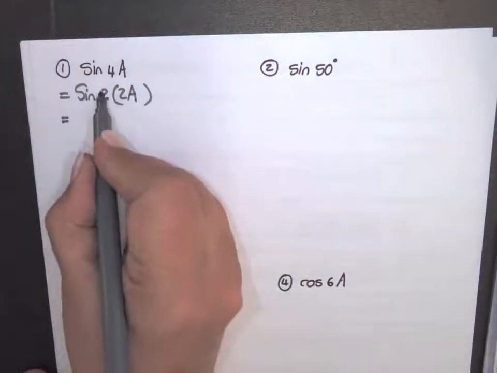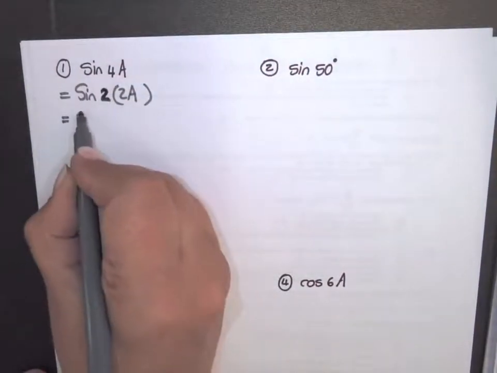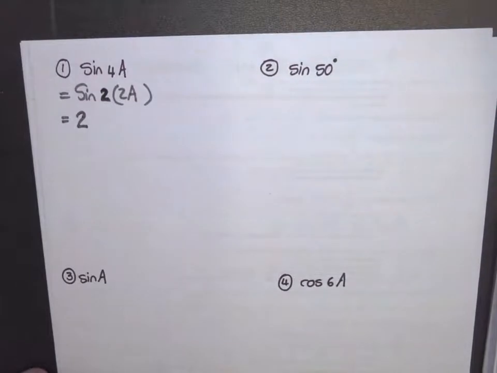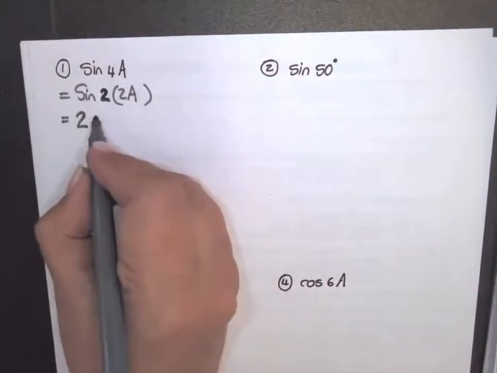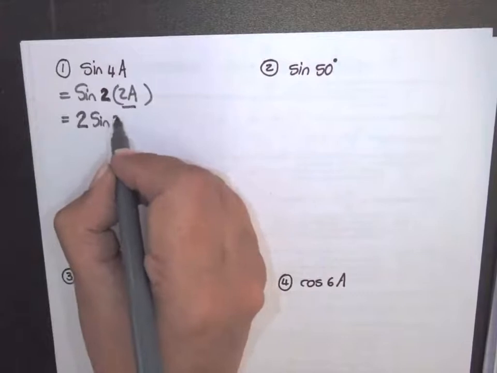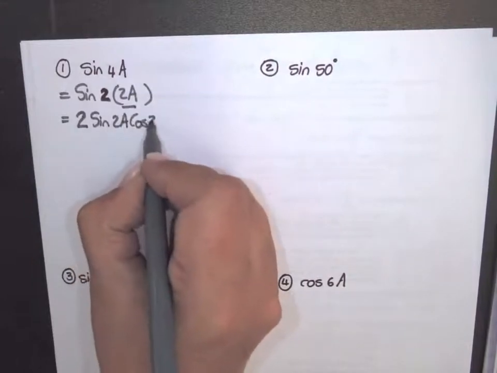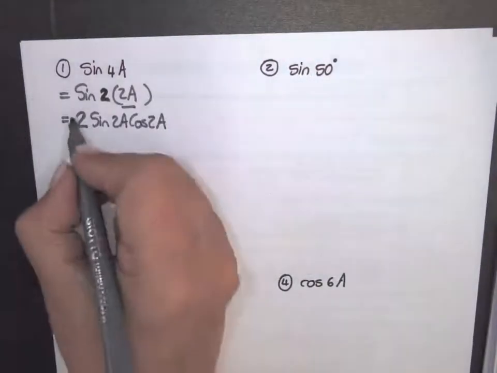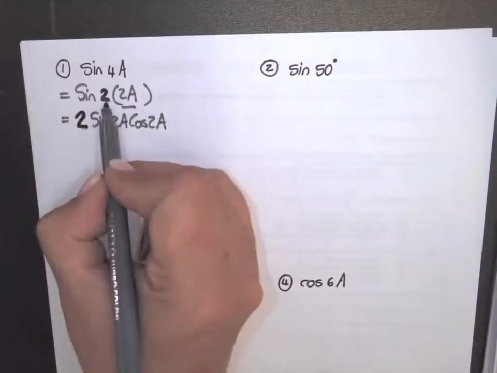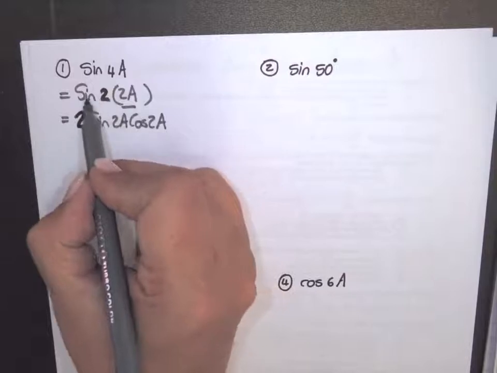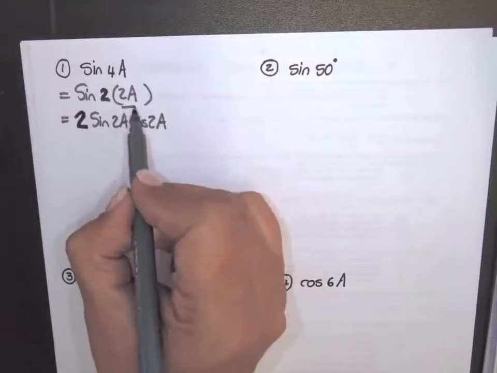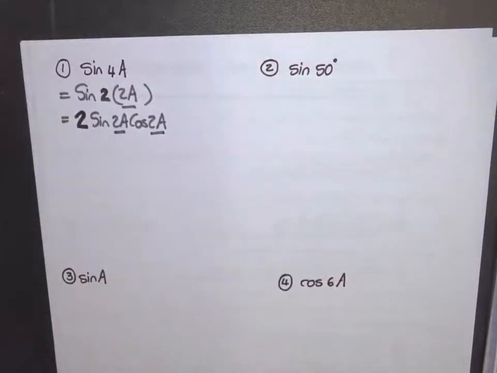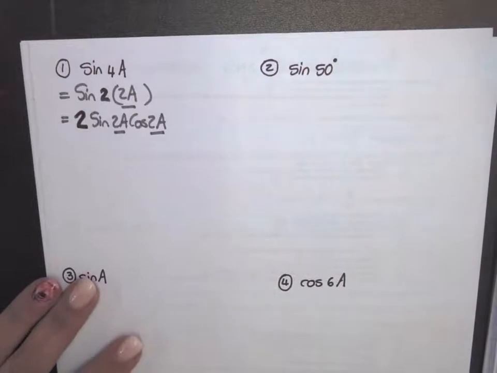Now we write this 2 in the front, and then we do the pattern sine 2A cos 2A, and there's your answer. The 2 of the double angle goes in front, and this becomes your angle of your pattern. Sine 2A cos 2A.